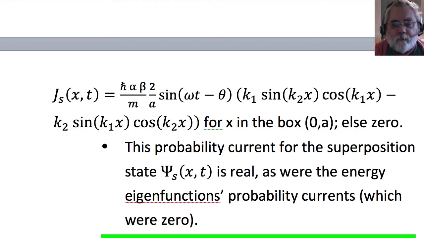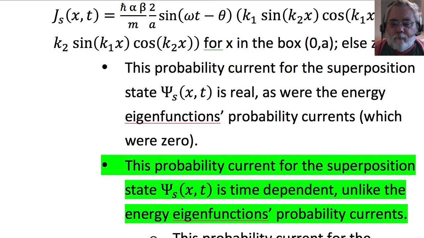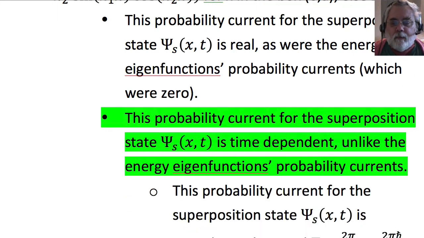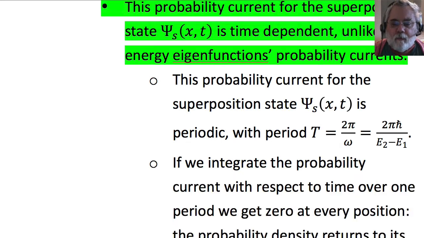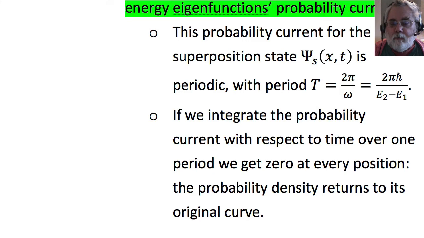So this probability current for the superposition state is real, as were the energy eigenfunctions' probability currents. Those were 0. This is not 0, but it is real. This probability current for the superposition state is time dependent, unlike the energy eigenfunctions' probability currents, which were constant and 0. This probability current for the superposition state is periodic, period T. If we integrate the probability current with respect to time over one period, we get 0 at every position. The probability density returns to its original curve.